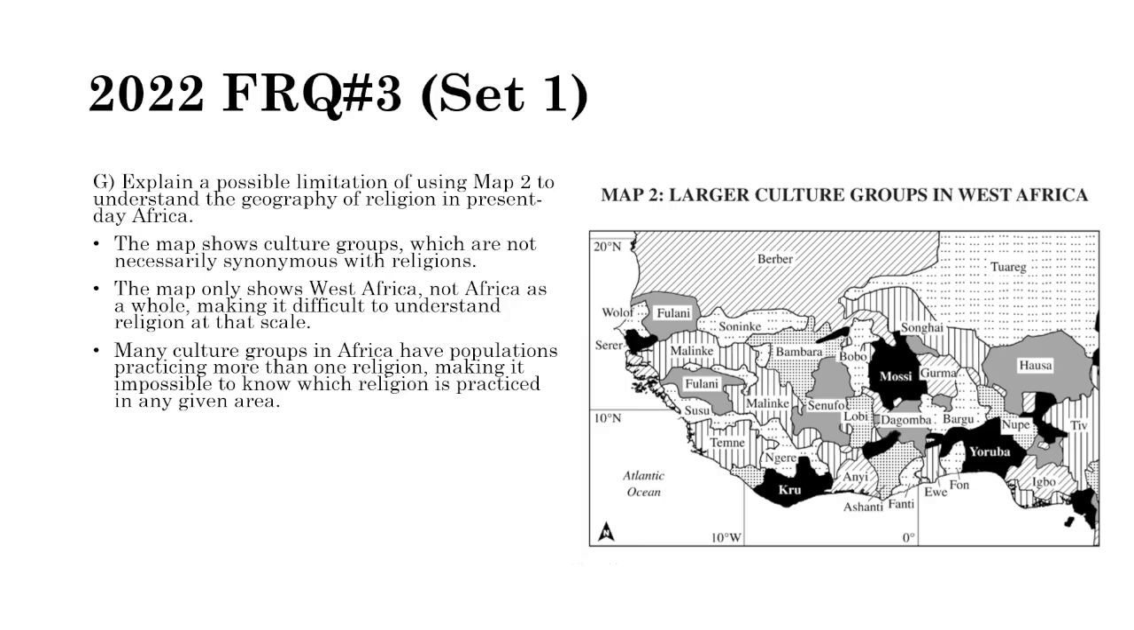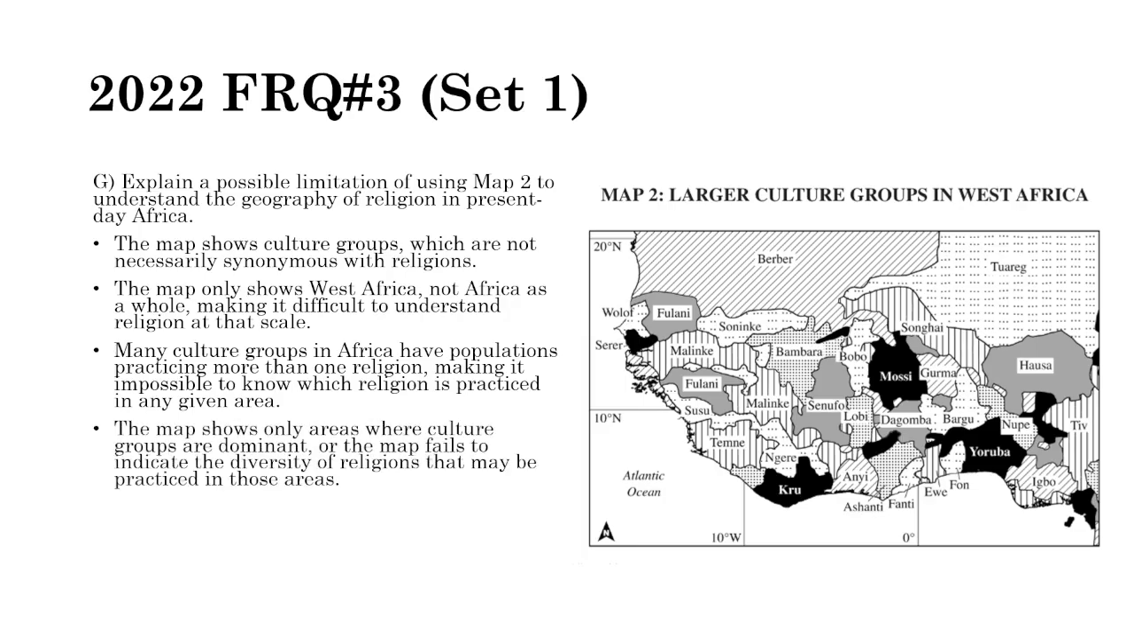No, because so many people practice so many different religions. We also say this map only shows areas where the cultural groups are the dominant. It doesn't show the minority cultural groups. It doesn't show any diversity of cultural groups or diversity of religions that may be practiced in those areas.